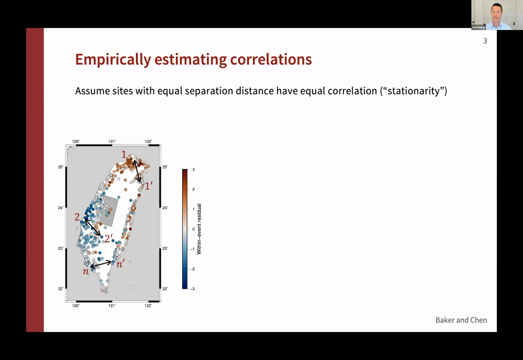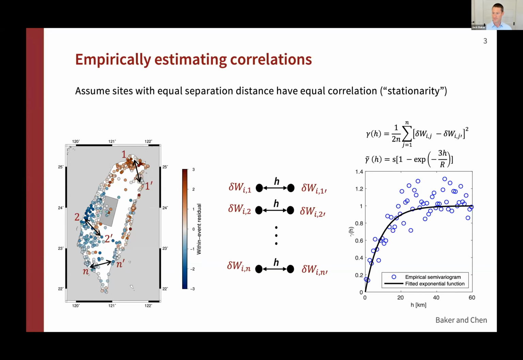So what we'll do is we'll make the stationarity assumption that says all stations with equal separation distance, let's assume them to have equal correlation. And so schematically, I've got 3 arrows drawn here on the map of pairs of stations with the same separation distance. And we could go through the map and find all the pairs with the same separation distance and call that distance h. And so then we'll have n paired observations, and we can compute a correlation between those n observations. And that's plotted over here on the right with blue circles.